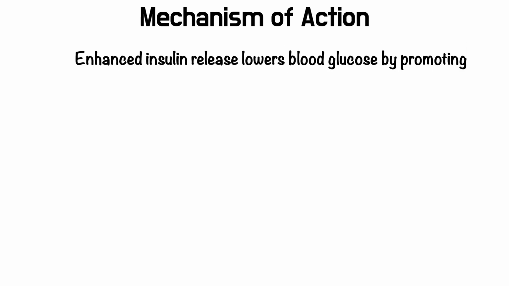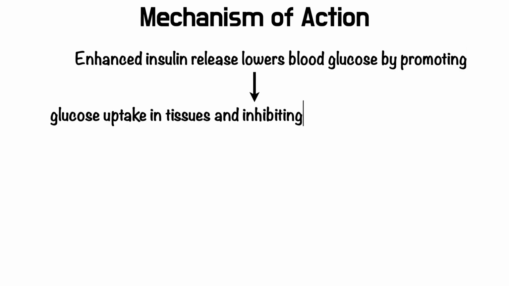And enhanced insulin release lowers blood glucose by promoting glucose uptake in tissues and inhibiting hepatic gluconeogenesis. Gluconeogenesis is the formation of glucose from non-carbohydrate sources, right? So that is inhibited, and this is the mechanism of action of sulfonylureas.